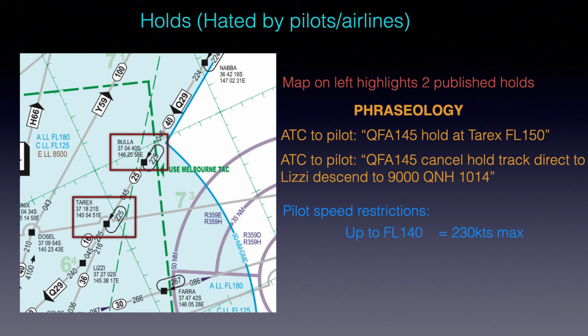Now, between flight level 140 and flight level 200, the maximum speed you can fly in your hold is 240 knots. And then above flight level 200, you can fly at 265 knots maximum. Okay, so that's something that you as a pilot should know and understand.